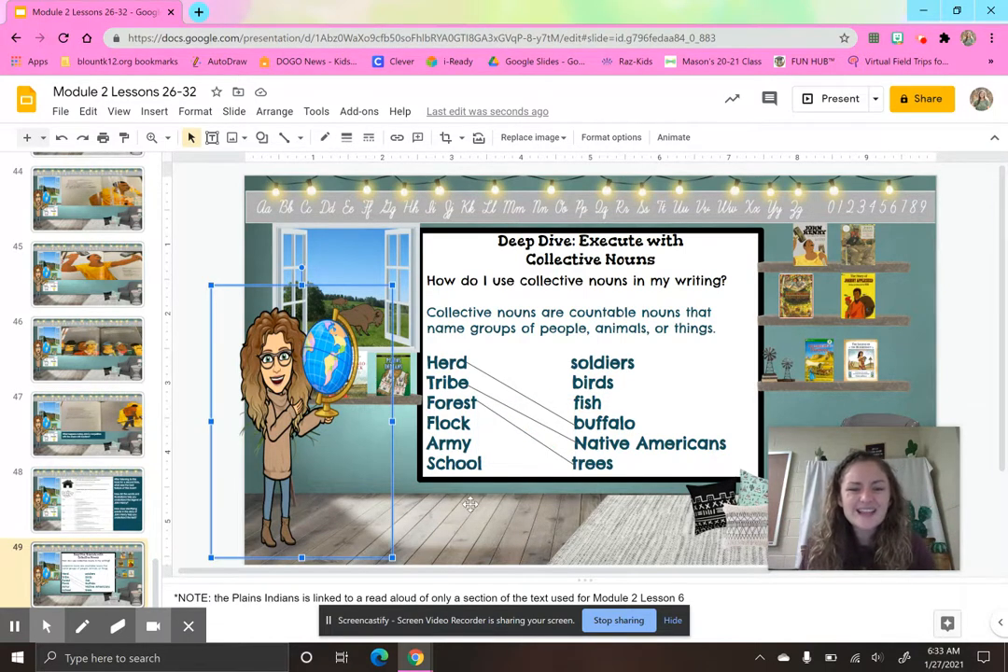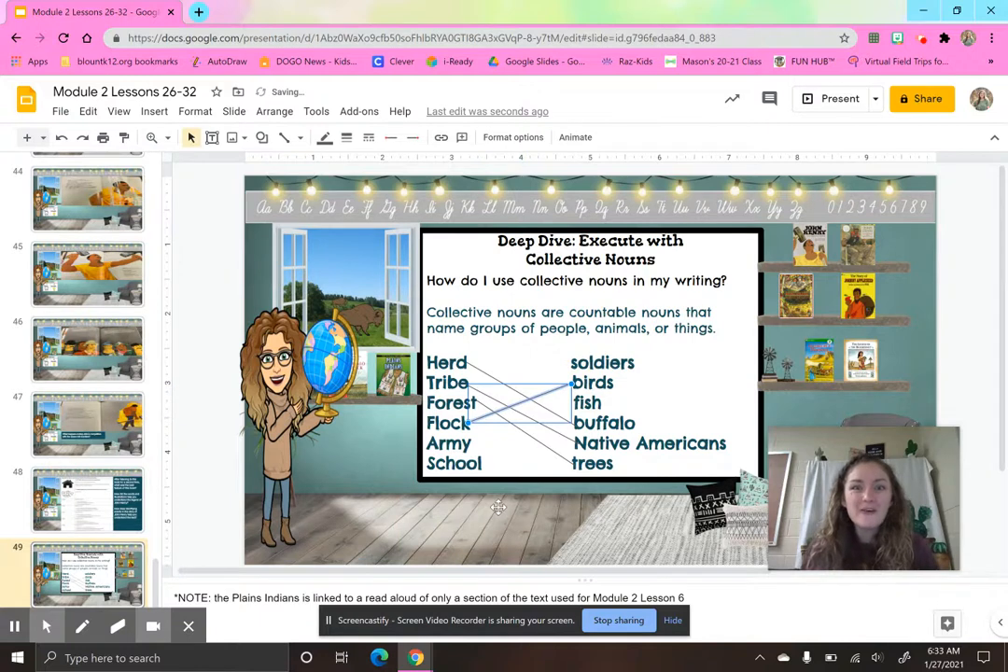All right, this next one, flock. A flock is a group of blank. Look at your options. What would a flock be a group of? A flock is a large group of birds. Remember learning about flocks in Module 1 when we talked about how they migrate for winter? So cool. Look at all those connections.